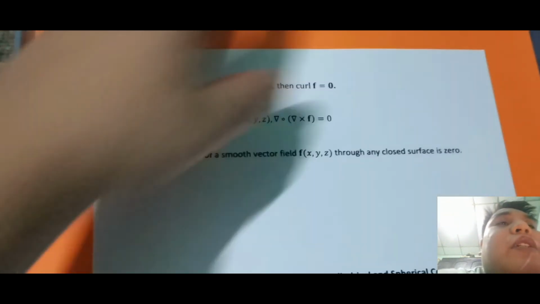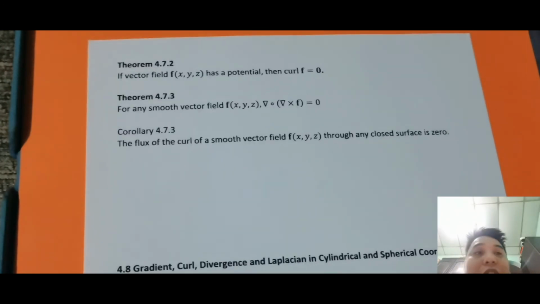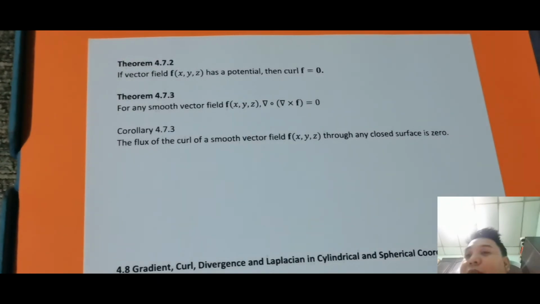Okay, so next is something about the Theorem 4.7.2. So the vector field f of x, y, z has a potential, then curl of f is equal to 0. So yun nga. Pag meron siyang potential, yung curl ng f is equal to 0. Tandaan, napakalaking tulong yan. So imagine mo ha, pag pinapahanap ko sa yung curl of f, so instead na hanapin mo yung curl of f sa mahabang paraan, check mo na kung may potential. So pag nahanap yung potential, automatic yung curl of f is equal to 0 vector. So curl of f is 0 vector, hindi 0. So tandaan na, 0 vector siya.